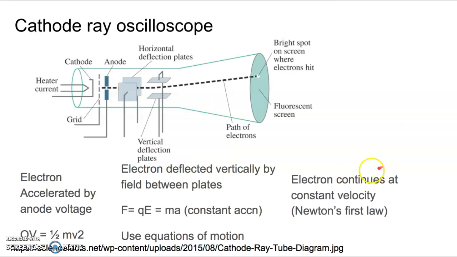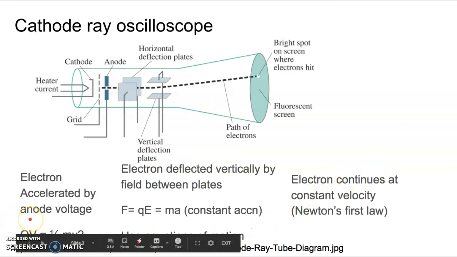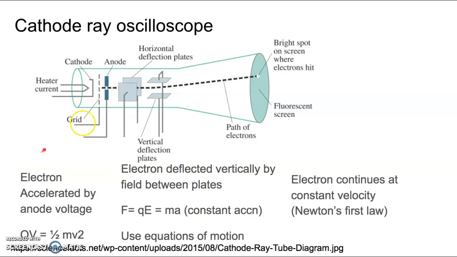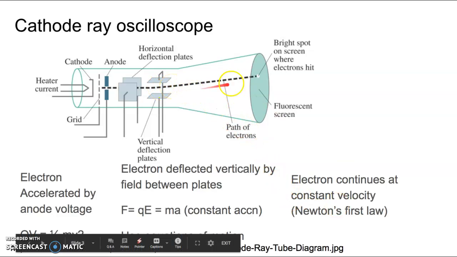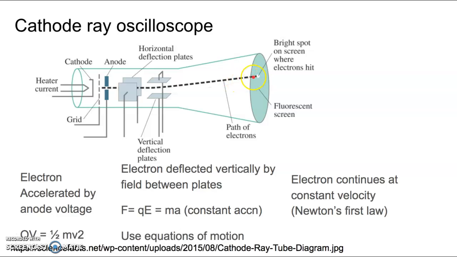The oscilloscope, again, you've got two bits of physics there. You've got the energy conservation that QV is equal to half mv squared, and F equals QE is going to give you the acceleration there in between those deflection plates. Another thing is that once it leaves those deflection plates, then Newton's first law kicks in, and so it just continues at constant speed and direction, and that's where it actually hits the screen there.